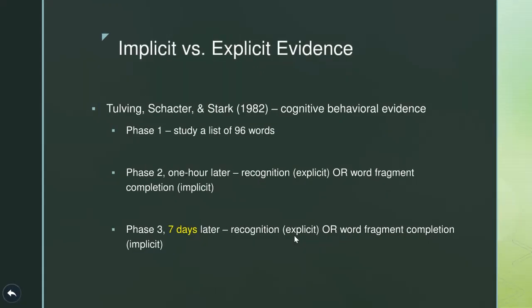So let's talk about evidence that there's a difference between these two memories. One piece of evidence comes from sort of cognitive behavioral measures, right? And Tulving, Schacter, and Stark, what they did is they had people study a list of 96 words. In phase 2, which took place 1 hour later, they completed a recognition study. So remember, recognition is you see a list of old and new words, you identify which words you studied. So this would be a test of explicit memory. Or they did that word fragment completion. So they just completed words with any word that would complete the fragment. Turns out a lot of them were based off of the list of 96 words, right? So they measured their performance 1 hour later, and then they measured their performance 7 days later on the same thing, recognition or word fragment completion.